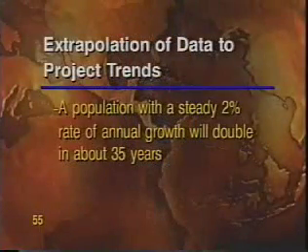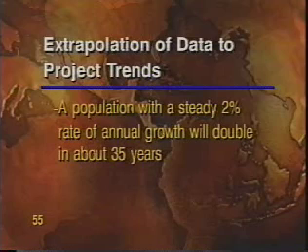Through extrapolation of the data, we can project trends. When numerical data are available, a trend can be plotted on graph paper to show changes through time. The futurist can then extend the trend or project it into the future on the basis of the recent rate of change. Such a projection shows where the trend should be at some point in the future. For example, a population with a steady 2% rate of annual growth will double in about 35 years.